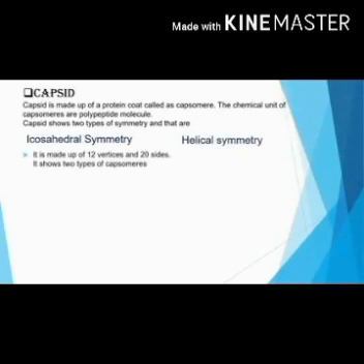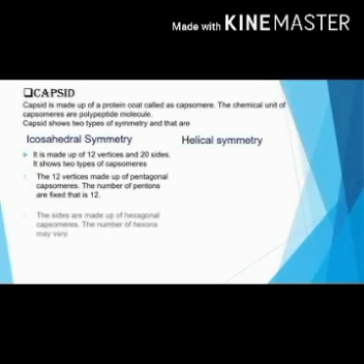Now, icosahedral symmetry is made up of 12 vertices and 20 faces, and it shows two types of capsomers, that is pentons and hexons. The 12 vertices are made up of pentagonal capsomers, that is pentons, and the number of pentons is fixed, that is 12. The sides are made up of hexagonal capsomers, that is hexons, and the number of hexons may vary.